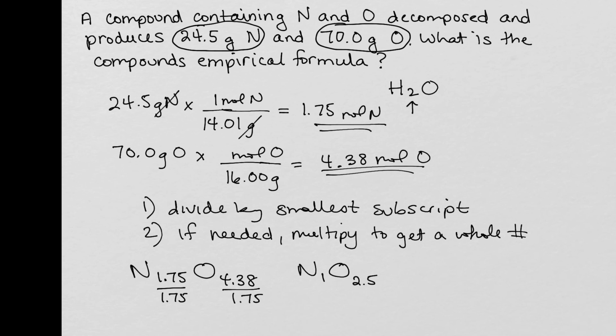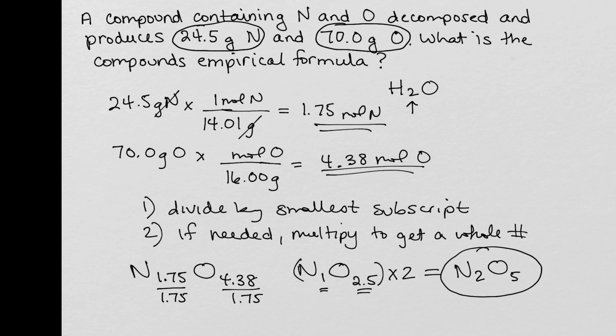So if these were both whole numbers, then I would be done. But it's not. I have 1, which is a whole number, and 2.5, which is not. So now I need to go to step 2, which is, if needed, multiply to get a whole number. So 2.5, I'm going to start with the smallest number I can and multiply until I get a whole number. If I multiply 2.5 by 2, that gives me 5. So I need to multiply both subscripts here, my 1 and my 2.5, by 2. So 1 times 2 is 2, and 2.5 times 2 is 5. So that means my chemical formula for this problem, my empirical formula, is N2O5.